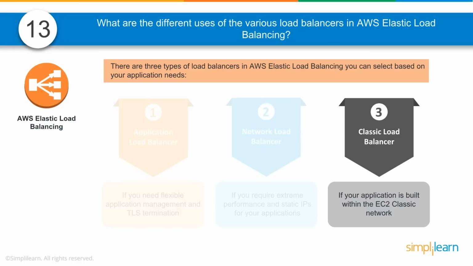And classic load balancer is an old load balancer for people who are still running their environment from the EC2 Classic network. This is an older version of VPC, or what was present before VPC was created. EC2 Classic network is what was present before VPC was created. So they are the three types and they are the use cases of it.